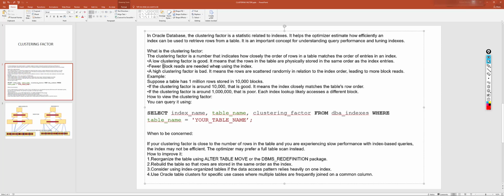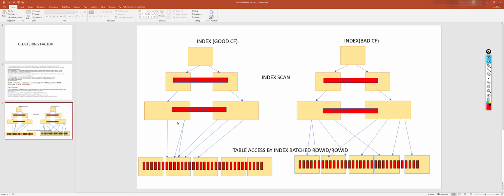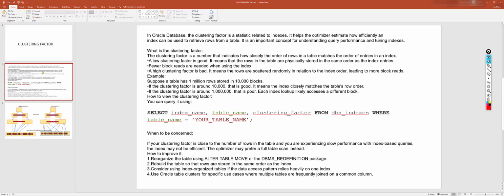So only fewer block reads are needed when using the index. So you can see this example here. If you see, only one or two blocks, only two blocks are read. The arrow marks are pointing to only two blocks, but here if you see, these arrow marks are pointing to multiple blocks. So multiple block reads will cause multiple IOs, which will cause more resource usage, which will cause performance issues.